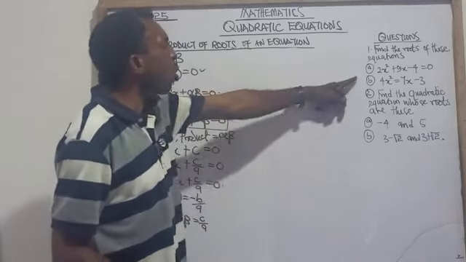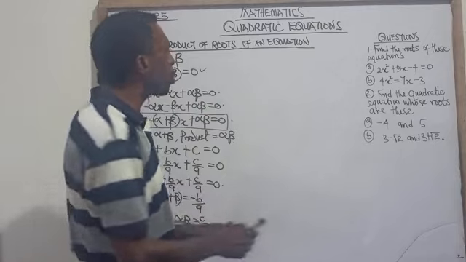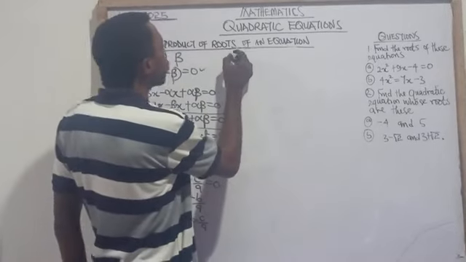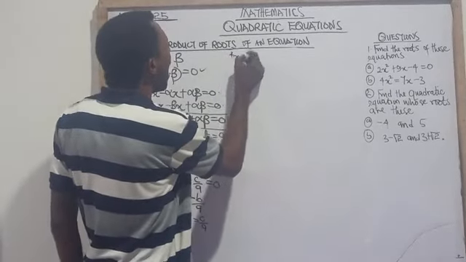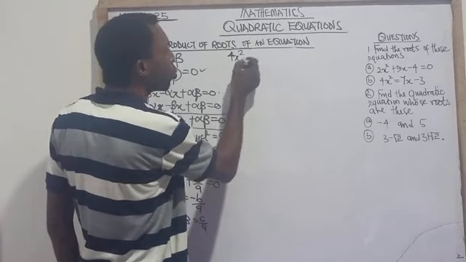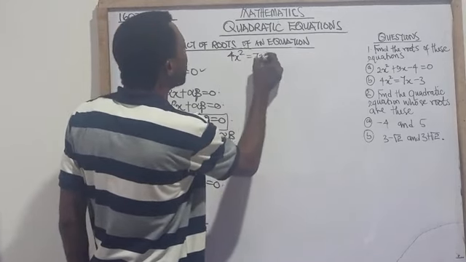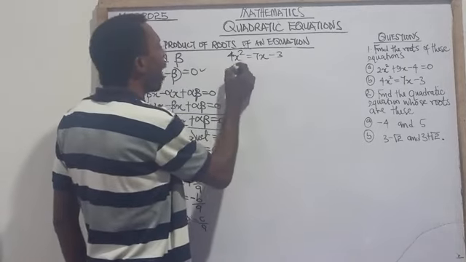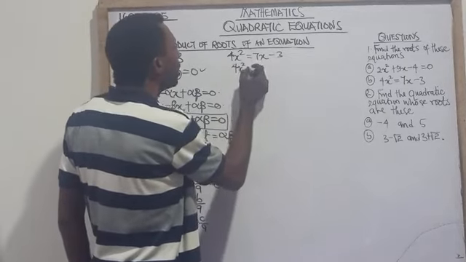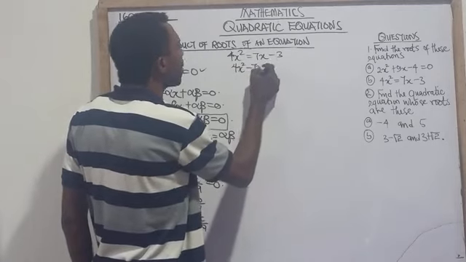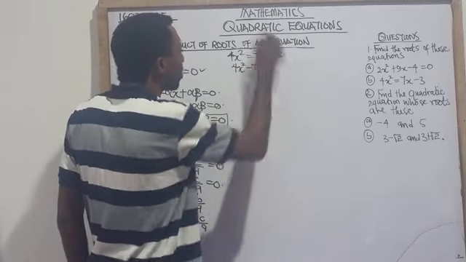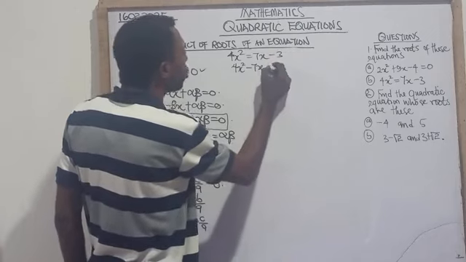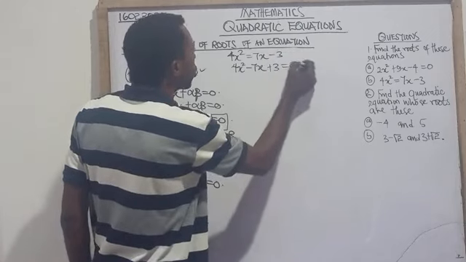We are continuing the second question, the third one and the fourth one together. From what we have there, we have 4x squared equal to 7x minus 3. So we must rearrange it. That will be 4x squared minus 7x plus 3 is equal to 0.